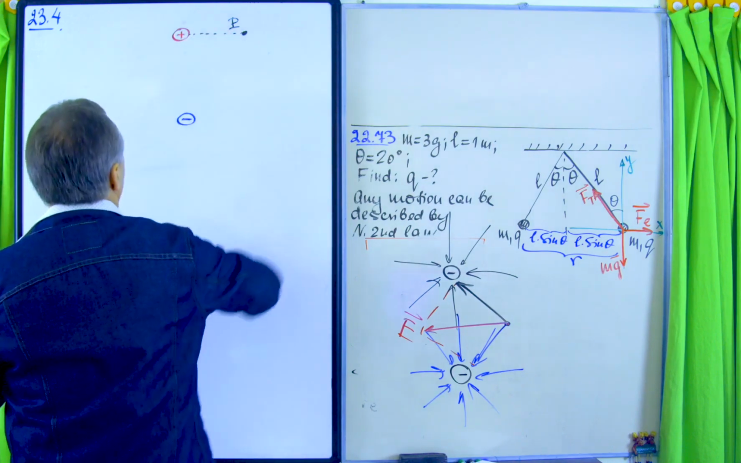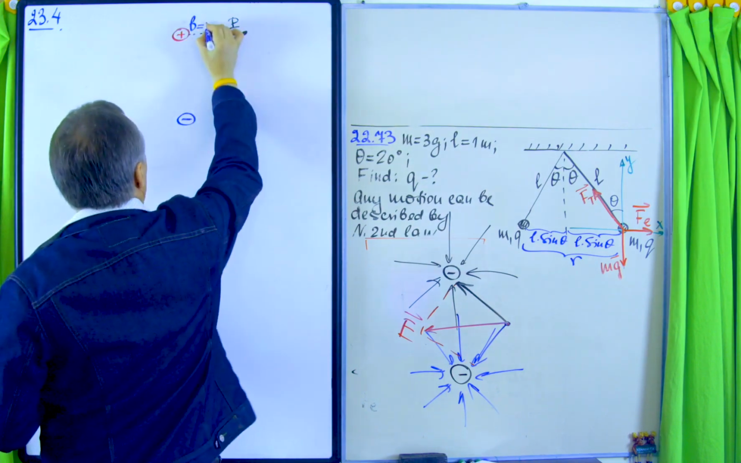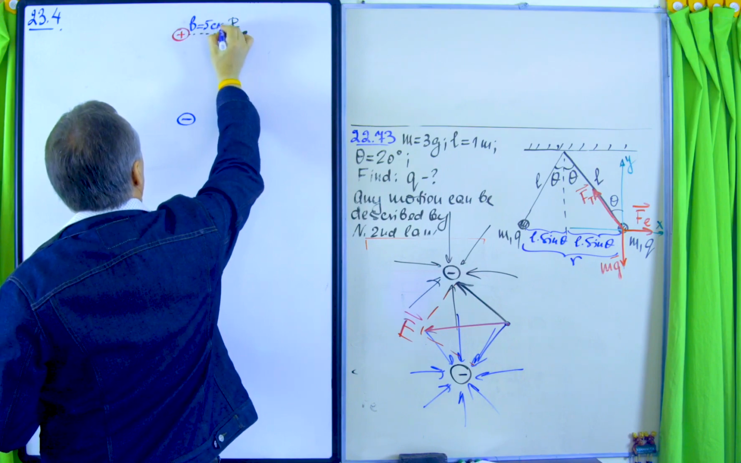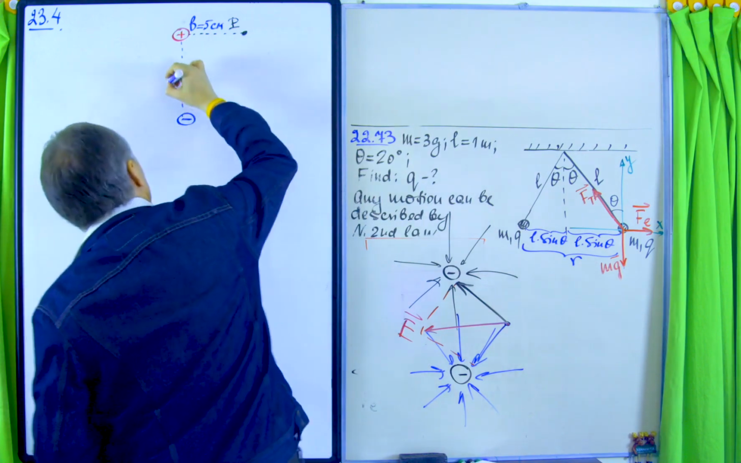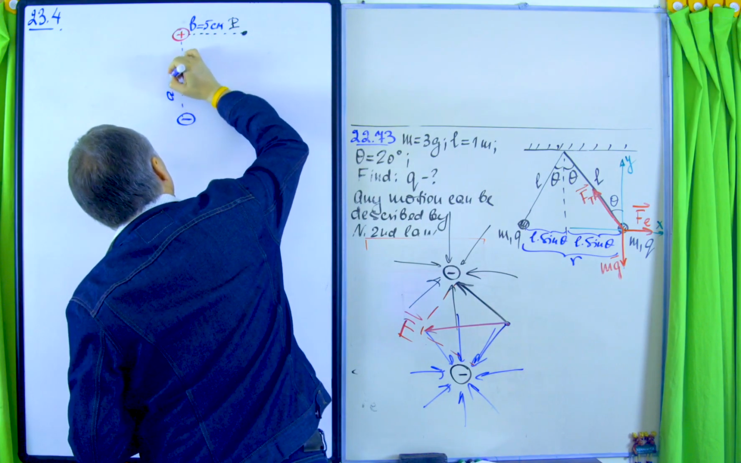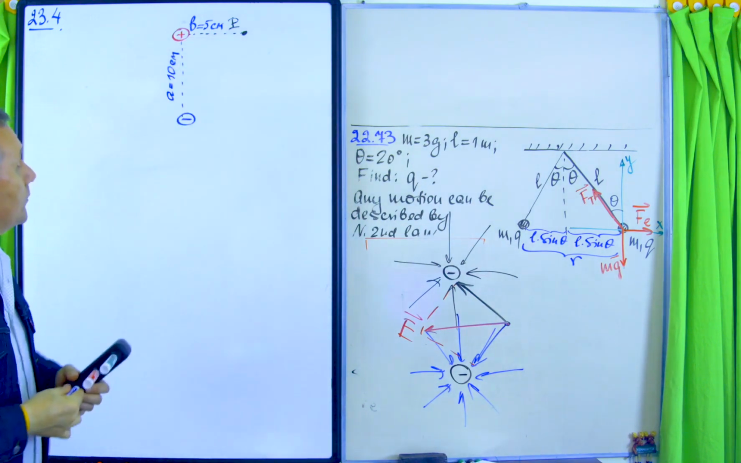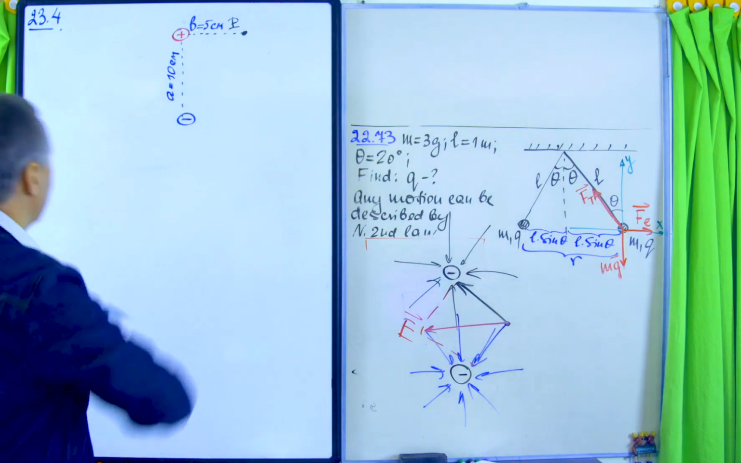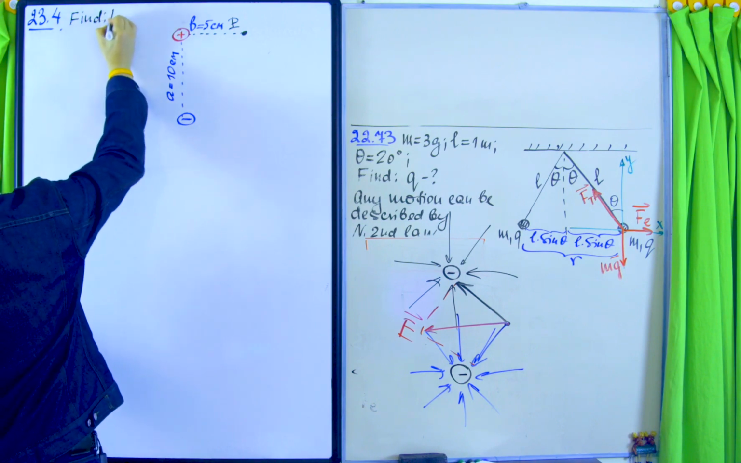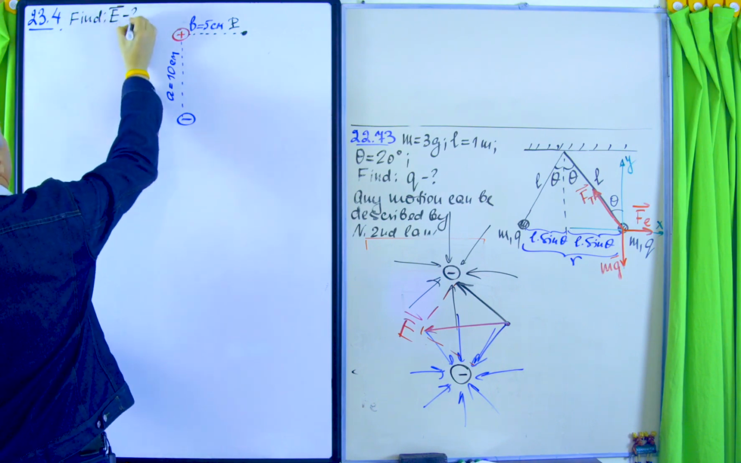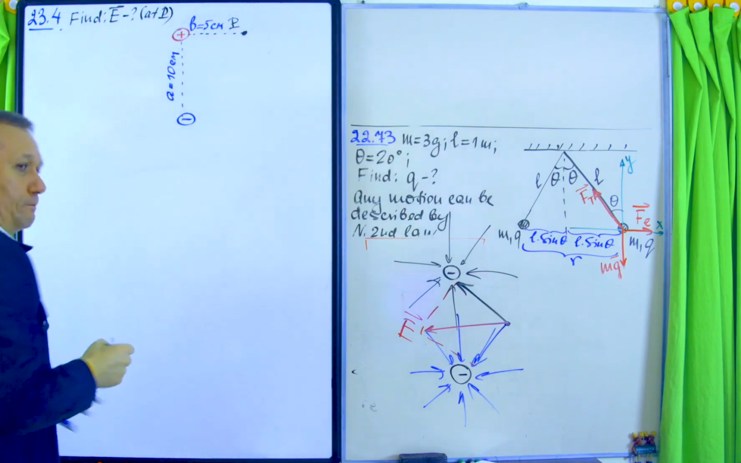Okay, let me use blue. B is 5 centimeters, and this distance is also given. A is 10 centimeters. And we need to find the electric field at point P. Okay, that's what needs to be found. Let me write it. So find E vector at point P.